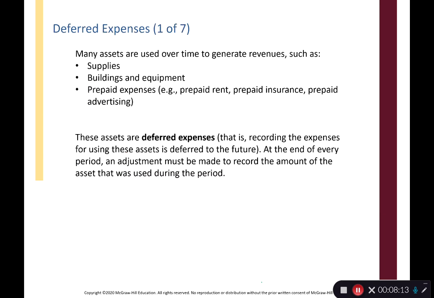Let's move on to deferred expenses. So with deferred expenses, cash comes before the using of the expense. So examples are like supplies, buildings and equipment, we buy them before we use them, and then any other prepaid type of expense, which is anything that we pay before we use.